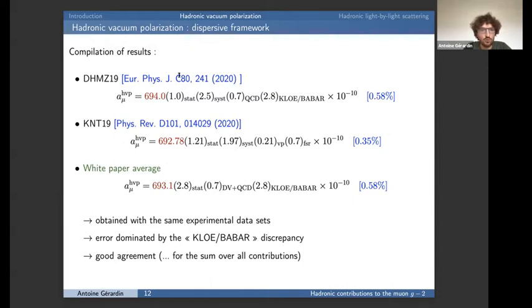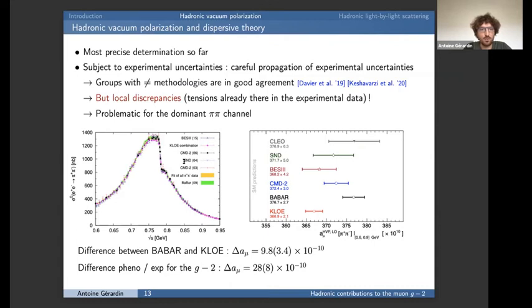So apparently there is a good agreement between these different estimates, but now when we look at the details, it is a bit less nice. And in particular, if we look at the 2 pion contribution. Of course, the main drawback of this data-driven approach is that it depends on experimental data. And unfortunately, for the 2 pion channel, which is the dominant one, because it contributes to about 70% of the full signal, we have a local discrepancy between different experimental data sets, and in particular between the 2 most precise ones, so the KLOE data and the BaBar data shown here, which are in tension.